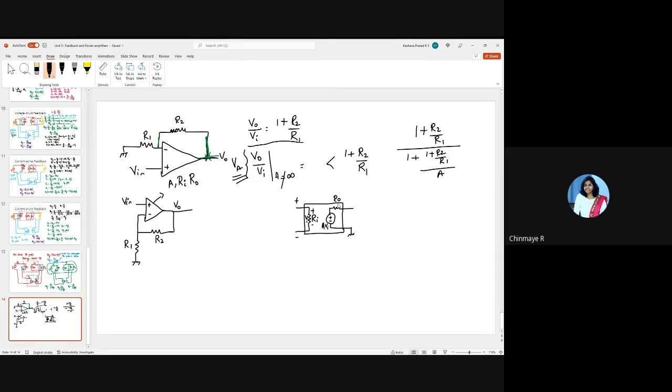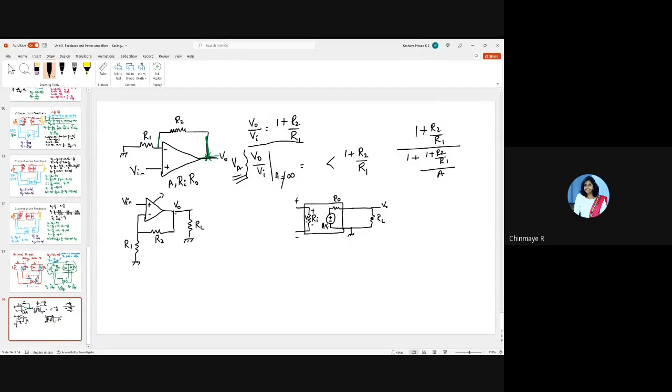Any doubts so far? So now let's connect a load here. Let's connect a load RL. So now how does this look? You have a load between V0 and ground, right? And we'll call this RL. Is it clear?